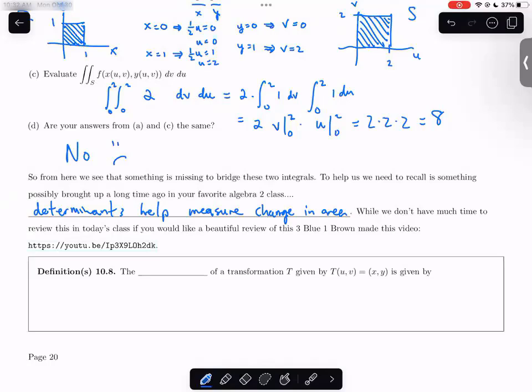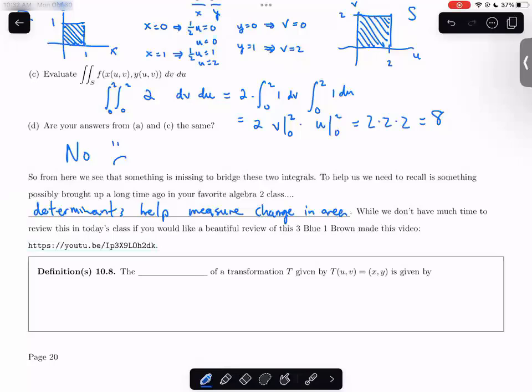3Blue1Brown make a lot of really nice videos with graphics and whatnot. If you haven't seen them, they spend a lot of time in great detail explaining concepts, and they do a really nice job. We could spend an entire 50 minutes talking about this concept in our class. Unfortunately, we have to get to the calculus. So I invite you, if you haven't seen this before, do watch their video, and they can explain why determinants help measure this change in area.